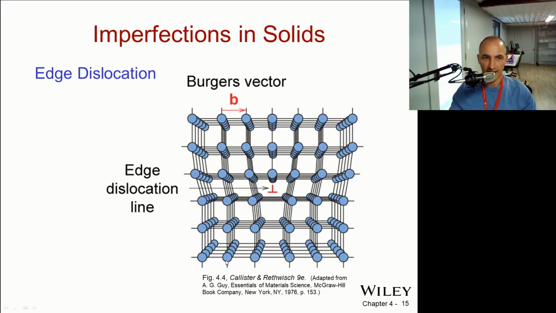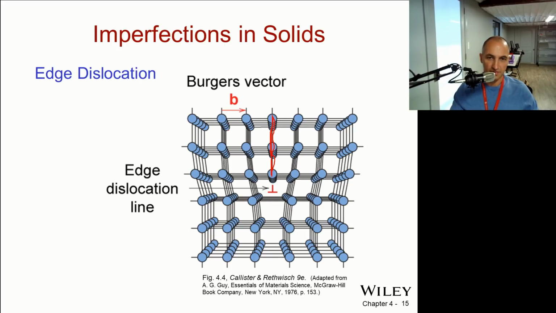Look at an edge dislocation. So the extra plane of atoms, and we designate the edge of that plane with this upside down T. That designates an edge dislocation.